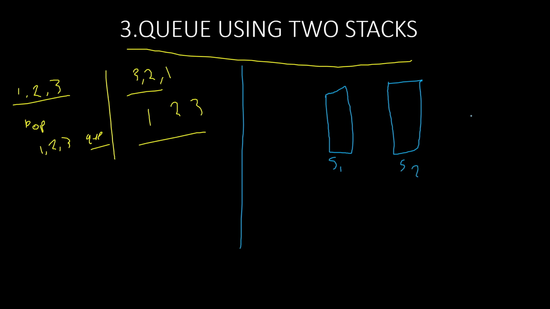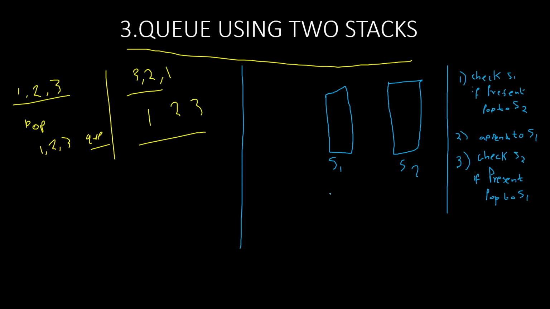There are three conditions, and I will be writing them down here. Now let's take a step-by-step approach. One by one we'll be taking the input. We'll be taking the same example, starting with 1. Now 1 is coming and we have to push it to S1 and S2. How will we do that? We have to check these three conditions.